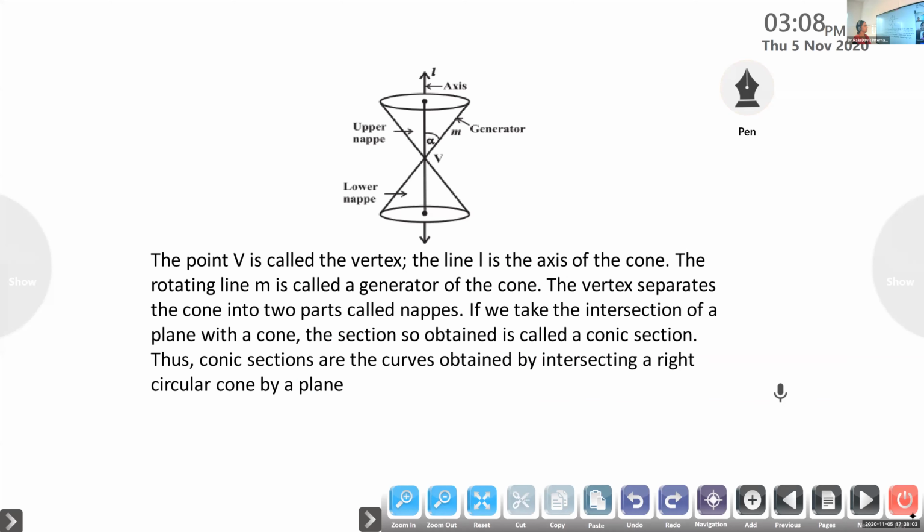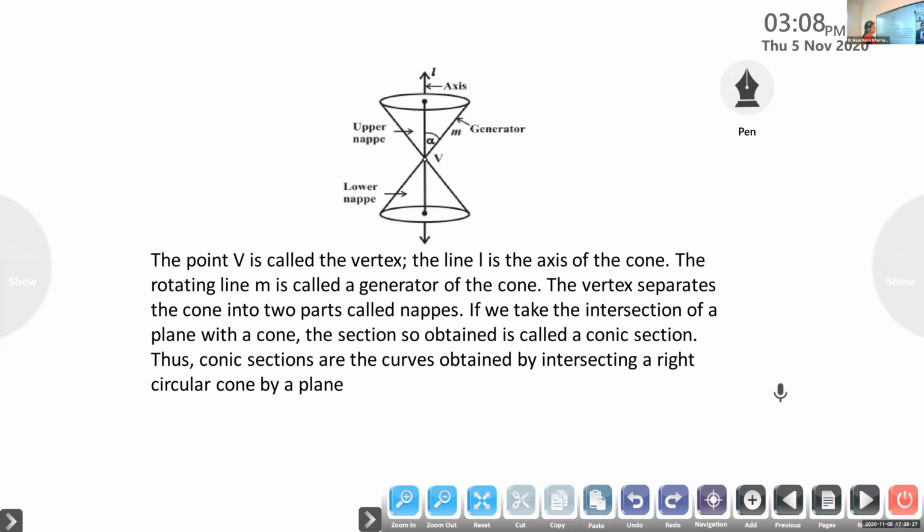So this is the fixed line, we call it the axis, and the line which is rotating, we call it the generator. The point which is common to the axis and the generator, we call the vertex. And we will get two nappes of the cone. So this is how we get a double cone.